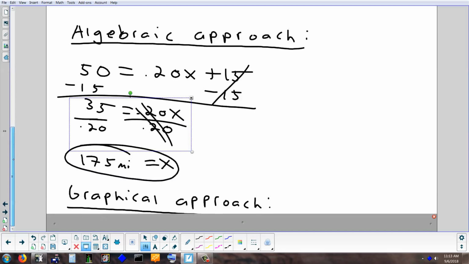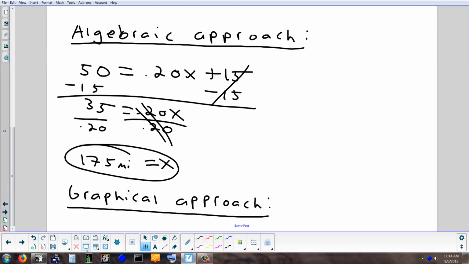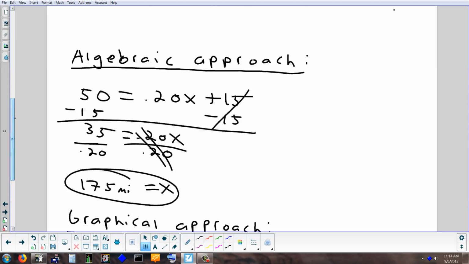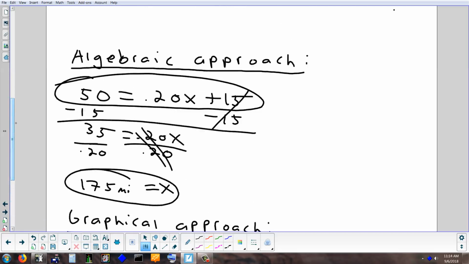Okay, graphing. So now we're going to use the calculator. Okay. I'm going to go back to what we had right there. 50 equals 0.20x plus 15.